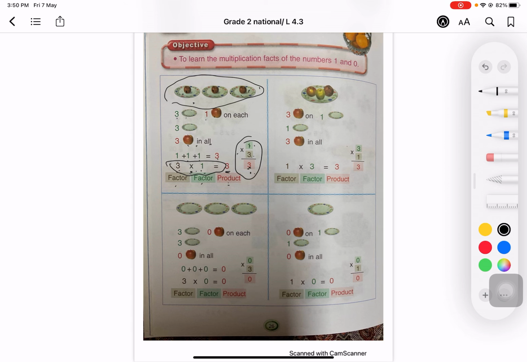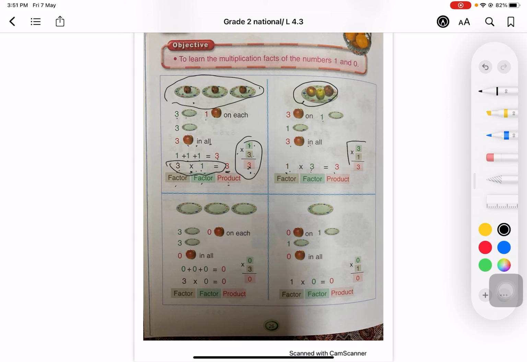Look here, I draw 1 plate, I put in this plate 3 apples, all 3 apples on 1 plate. Okay, I have 1 plate. I have 3 apples, so I will say what number I am repeating. I am repeating the 3 only 1 time. So it is 1 multiply 3. The answer is what? 3.